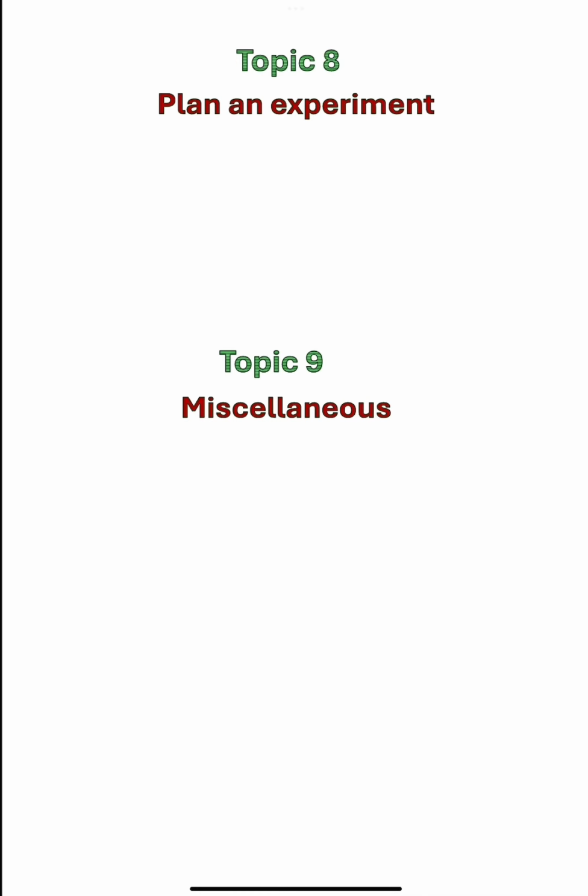Planning an experiment is a definite question in your exam, and you need to be competent in identifying what is the independent variable, what is the dependent variable, and what are the control variables. So the independent variable is the variable that you change yourself. And then the dependent one is the one that changes or that you measure when you change the independent variable.